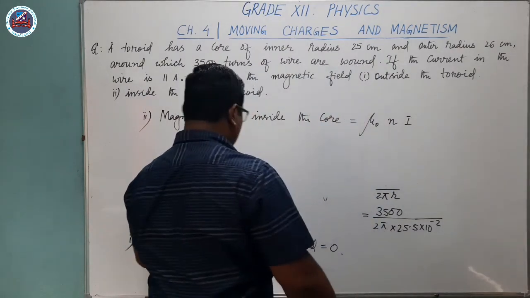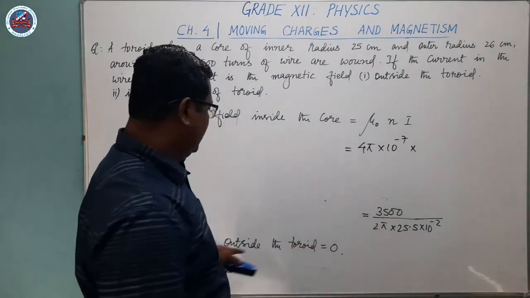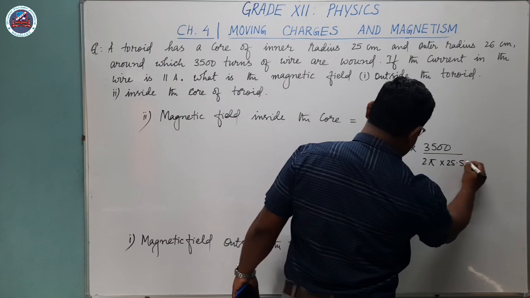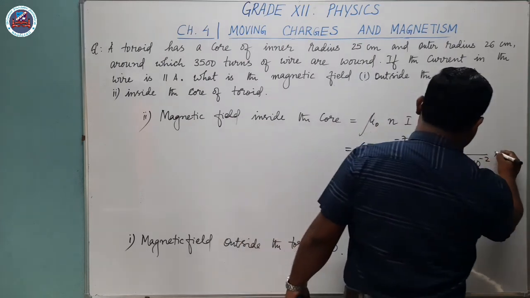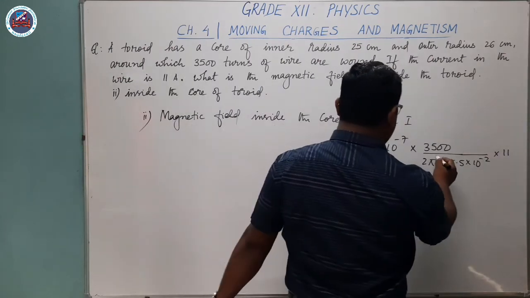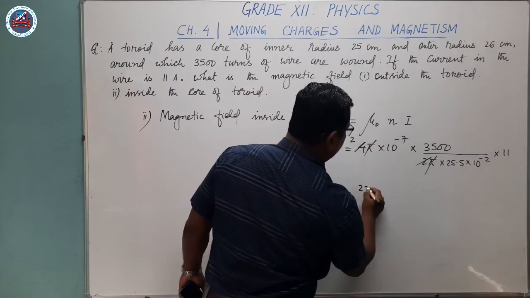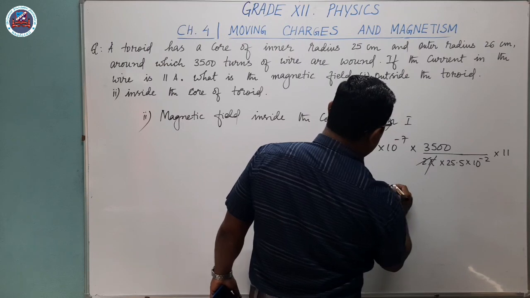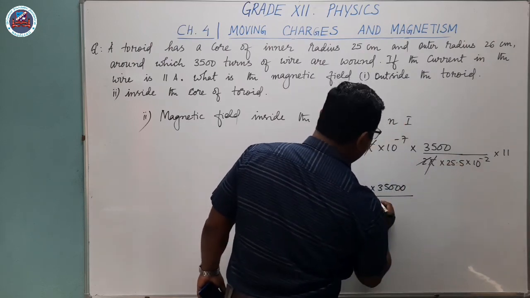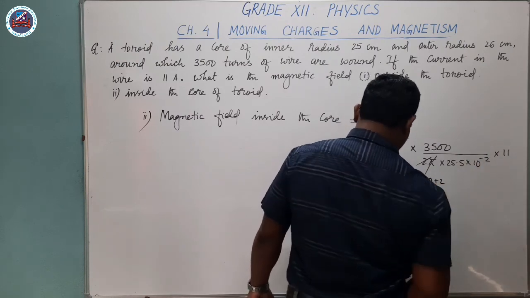Now the mu naught value, as you know, is 4 pi into 10 to the power minus 7, and the number of turns per unit length, you can see here, is 3500 divided by 2 pi into 25.5 into 10 to the power minus 2, and the current here is 11 ampere. So like this you can write down the values, then calculate and get the result. Pi you can cancel, 2 times 2 is 4, then 2 into 11 is 22, then again you have into 3500, then one more 0 you can write and remove the decimal, 255, then 10 power minus 7, minus 2 will become plus 2 if it goes up.